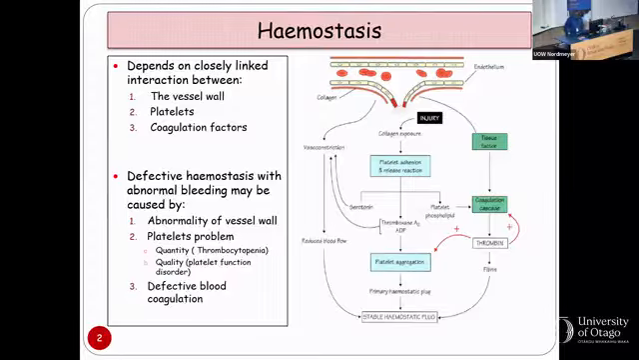Also, then we come to the elephant in the room, which is the coagulation cascade. That's the one we usually want to go to automatically anytime we hear of a bleeding disorder. All right.